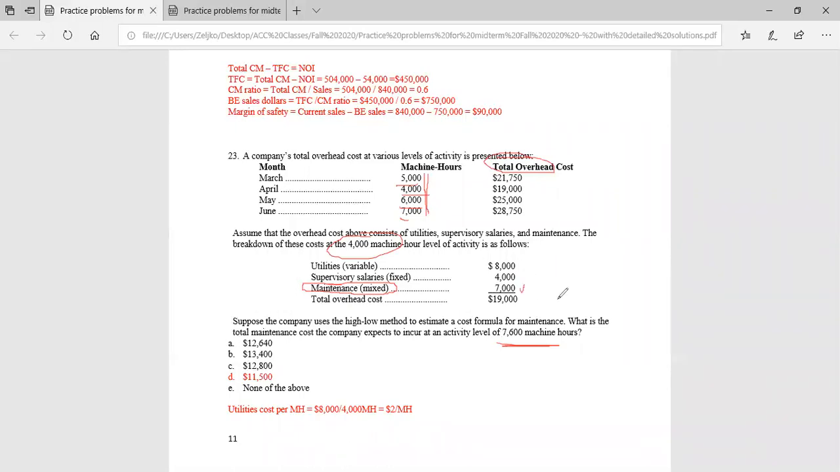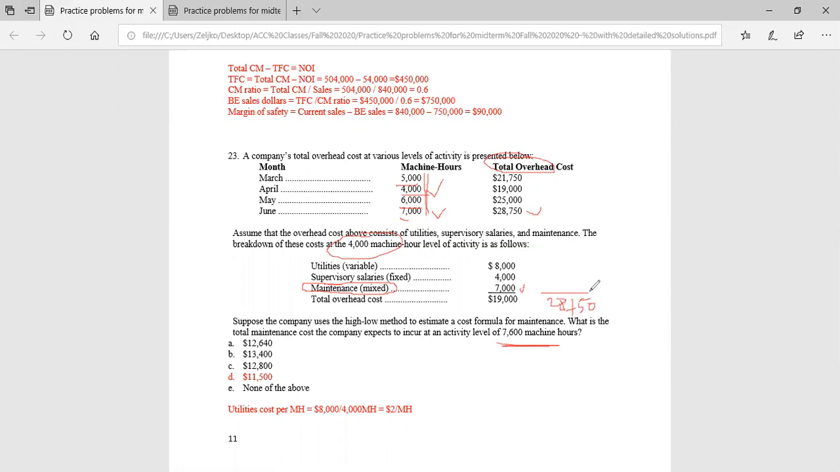So now we need another point. And what point do we want? Well, we want the high point, right? High-low. So here we have 4,000 low. We want it at 7,000. Okay, we want it at 7,000. So how do we figure out at 7,000 what is maintenance? Well, first of all, we say total overhead cost at 7,000 is 28,750. So we have that piece of information.